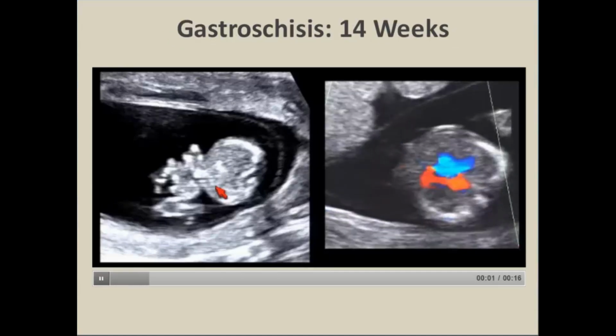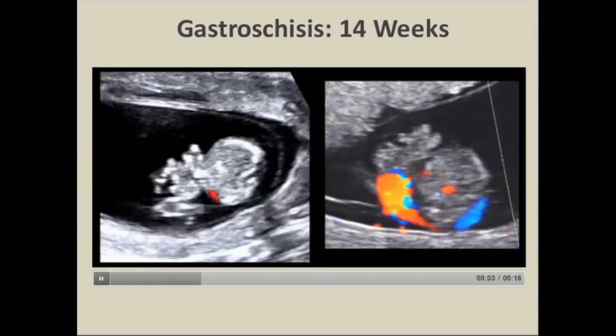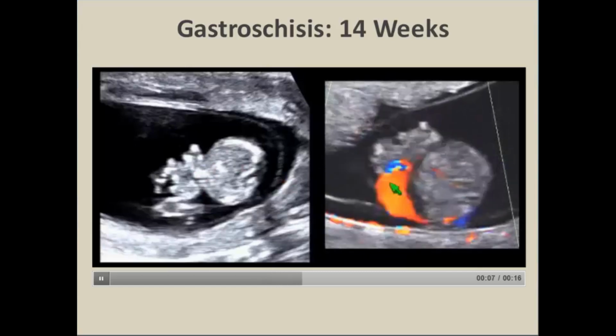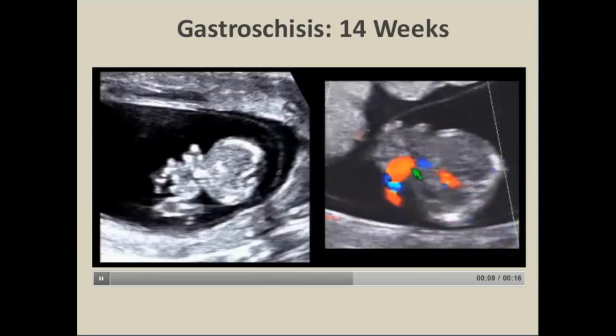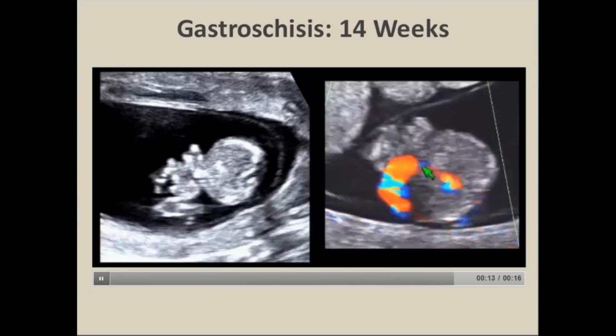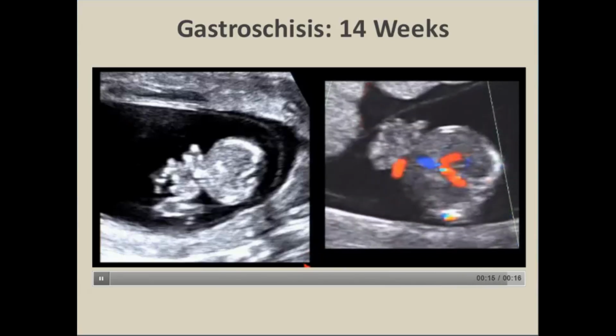We also may pick up a gastroschisis. Here's a 14-week gestation where there's a lobular mass protruding from the anterior abdominal wall. In this case, we could see that the mass was adjacent to the cord insertion, not part of it, and this was an early gastroschisis.